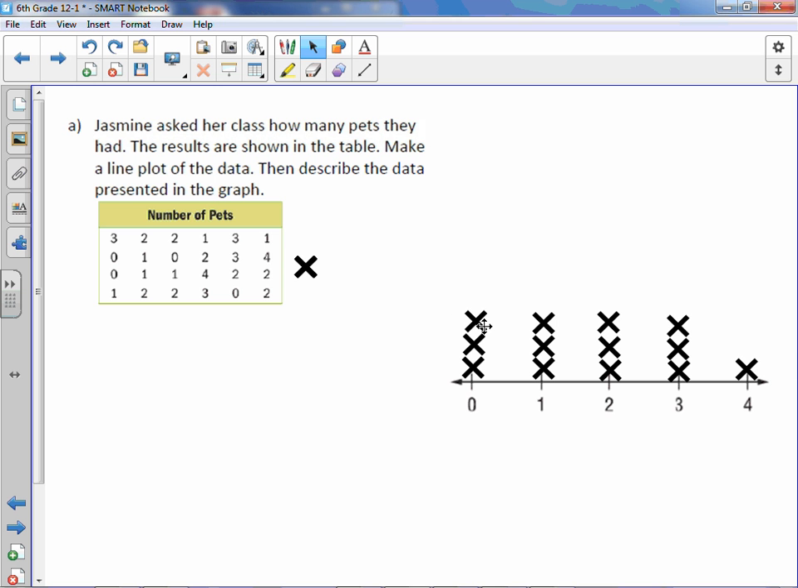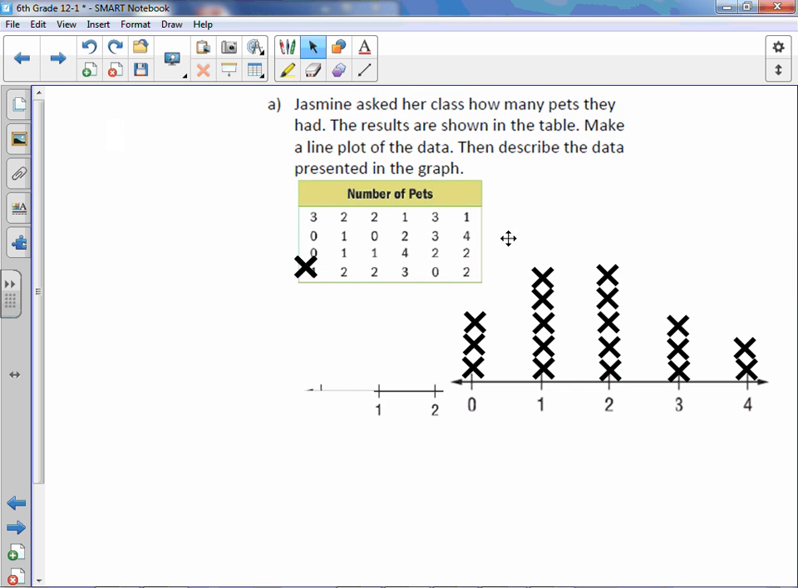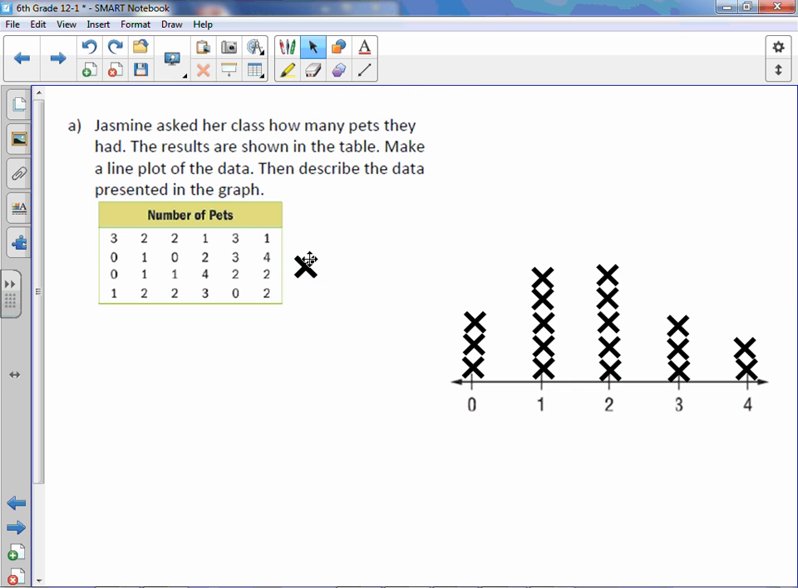0, 1, 1, 4, 2, 2, 1, oops, 2, 2, 3, 0, and 2.